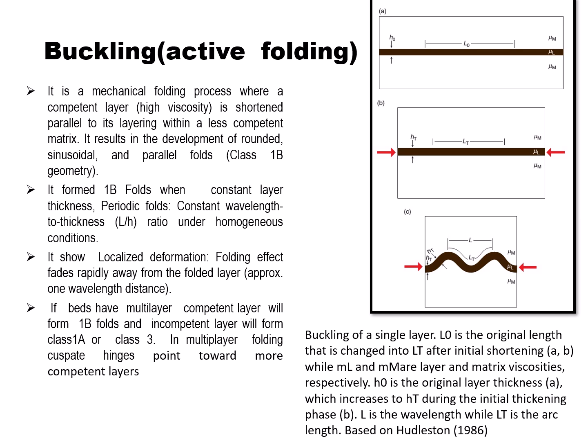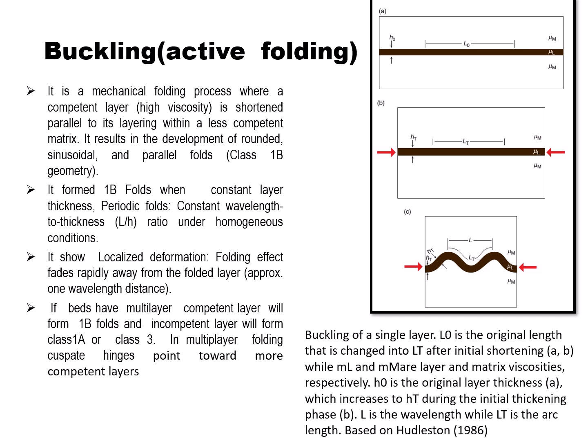If we talk about the fold type and preservation of layer thickness, folds form within a periodic wavelength, where the wavelength to thickness L by H ratio stays constant during deformation, localized within roughly one wavelength. In multi-layer sequences, competent layers show class 1B. Incompetent layers develop other fold types like class 1A or 3. Hinges tend to be cusped and point towards the competent layer.